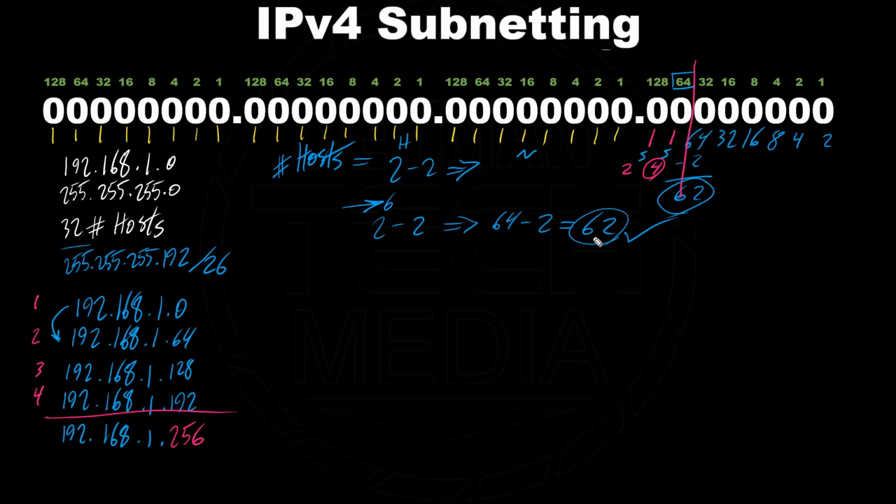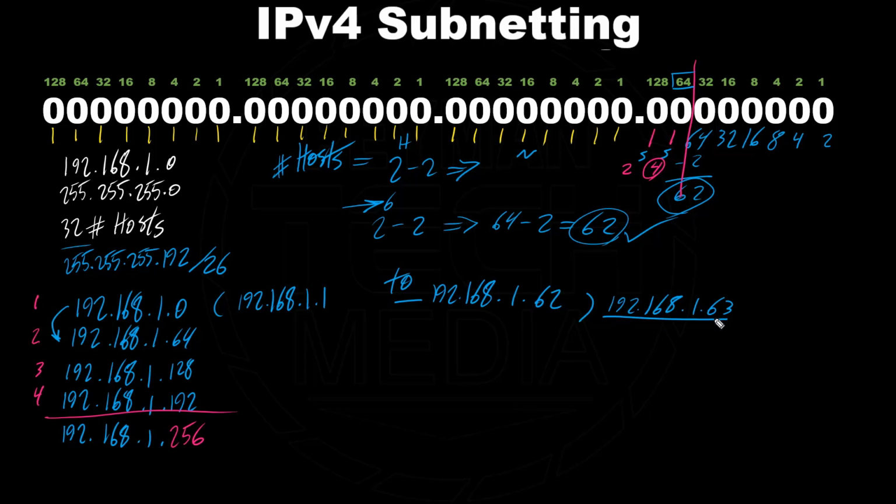Now let's see all those 62 available IP addresses per subnet. So if we write down the range, this is the network address. Let's write down the broadcast address for the first subnet. Always the broadcast address is one less than next subnet. So the next subnet is 1.64. So one less would be 1.63. Let's write down 192.168.1.63. And here the first available IP address would be 192.168.1.1, and it goes to 192.168.1.62, one less than the broadcast.